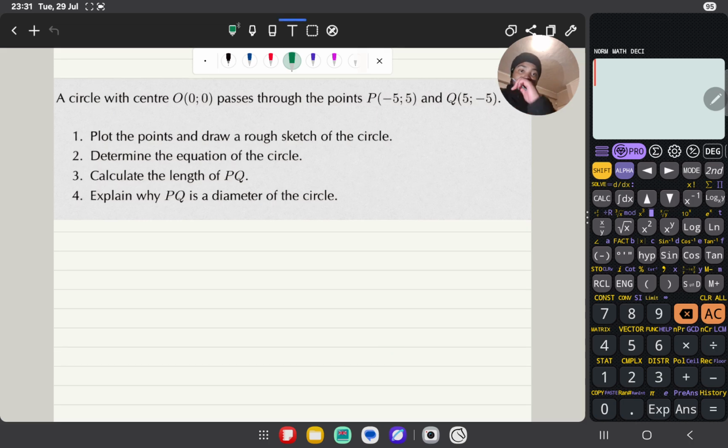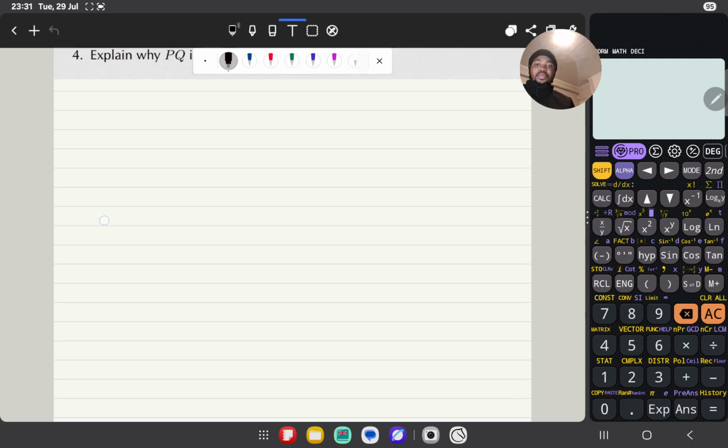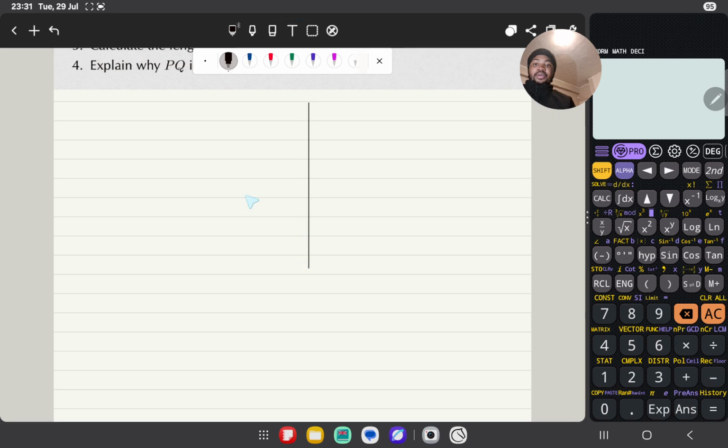Cool. They say a circle with a center O. We see that the center of that circle is 0, 0, and it's going through points P and Q. Plot the points and draw a rough sketch of the circle. Cool. First things first, I have my Cartesian plane.